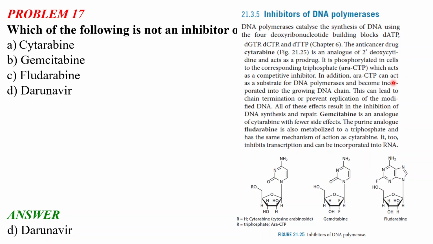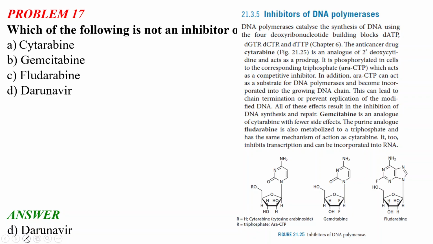In addition, ara-CTP can act as a substrate for DNA polymerase and become incorporated into the growing DNA chain. This can lead to chain termination or prevent the replication of the modified DNA. All of this results in the inhibition of DNA synthesis and repair. Gemcitabine is an analog of cytarabine with fewer side effects. The purine analog fludarabine is also metabolized to a triphosphate and has the same mechanism of action as cytarabine. It too inhibits transcription and can be incorporated into the RNA.